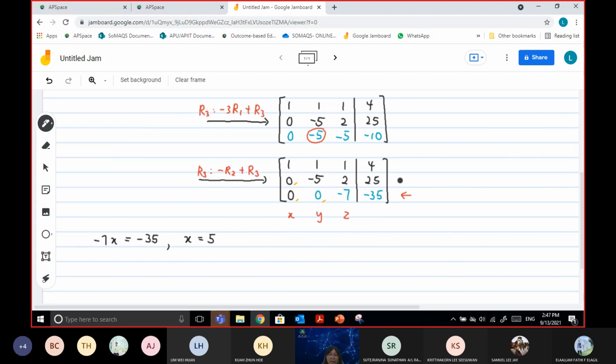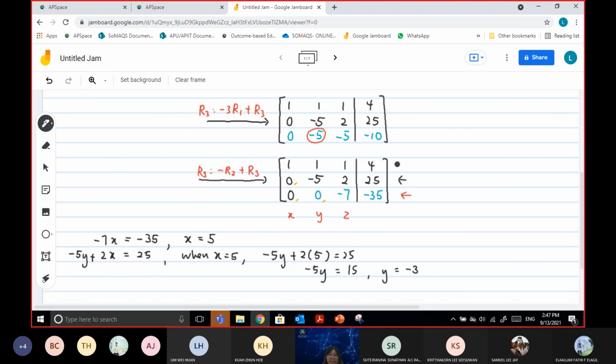Then next, I will come to the second row. The second row is negative 5y plus 2x equals the value on the right-hand side, which is 25, right? So let's substitute x as 5. Then you will get negative 5y plus 2 times 5 equals 25. So you try to solve this one. Negative 5y plus 10 equals 25. That means negative 5y equals 25 minus 10, which is 15. So y equals negative 3.